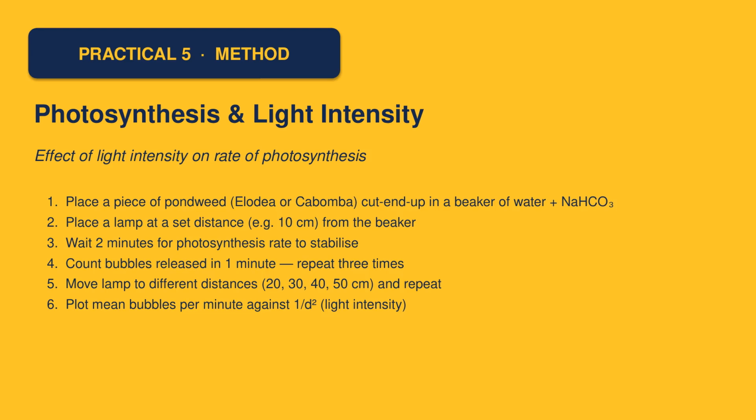Photosynthesis and light intensity. Pond weed in a beaker of water with sodium hydrogen carbonate to keep carbon dioxide constant. Lamp at different distances. Count the bubbles per minute. The rate rises as light intensity rises, but light intensity is proportional to 1 over distance squared. So doubling the distance quarters the intensity. Put a beaker of water between the lamp and the pondweed to filter the heat. Otherwise, you're not just measuring light.